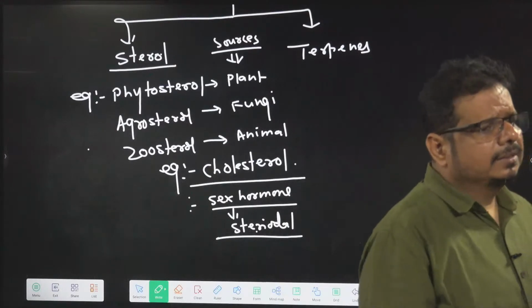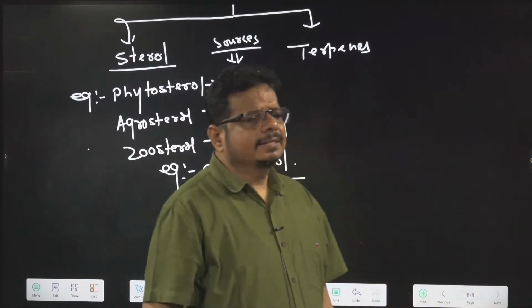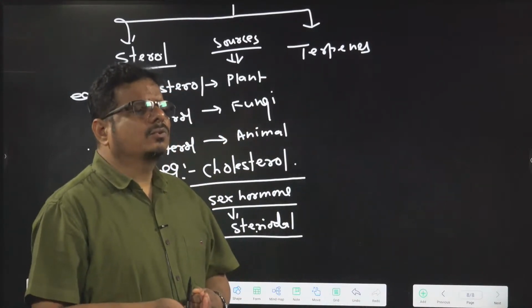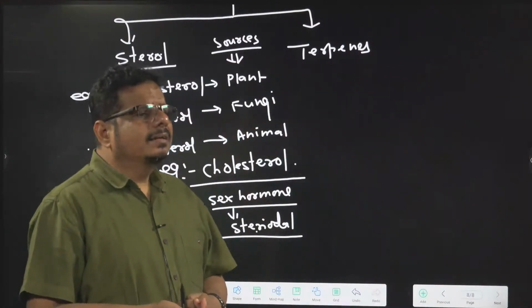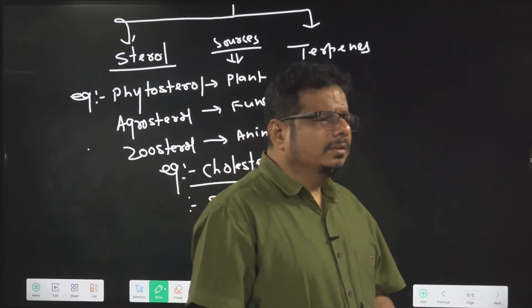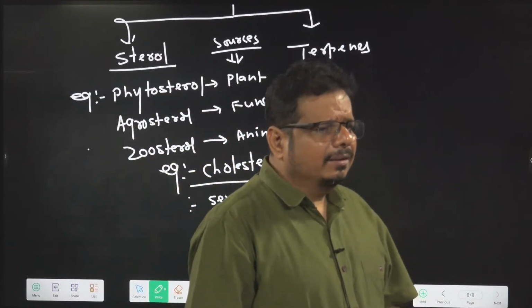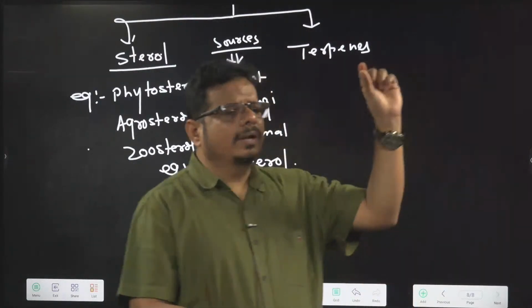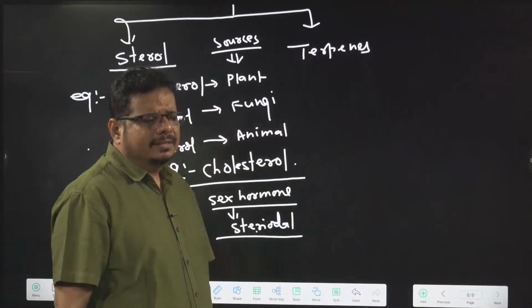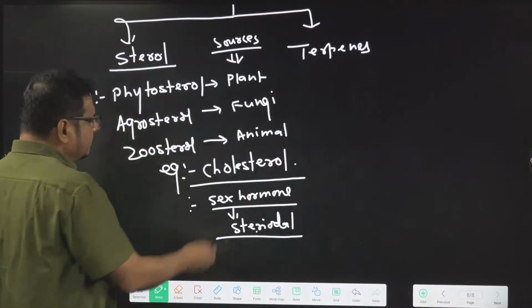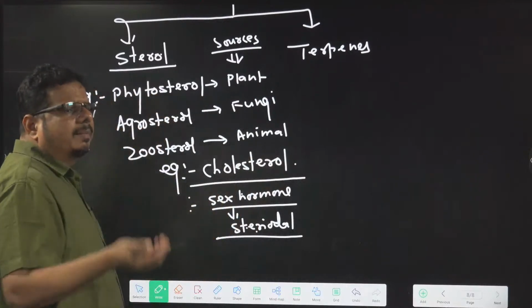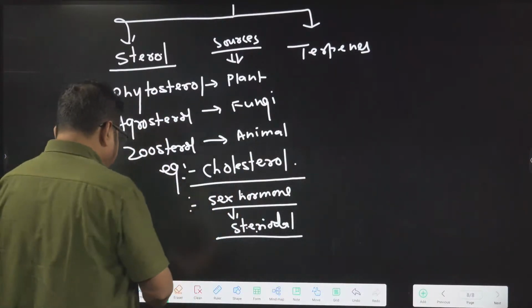Getting the idea? Clear? An example you can say estrogen, progesterone, testosterone, even sterol produced by which gland? Adrenal gland. Corticosteroid. You studied, na? Adrenal cortex. Is it? So these are some of the examples of which one? Sterol. This cholesterol is present in plasma membrane also, providing stability to the plasma membrane.